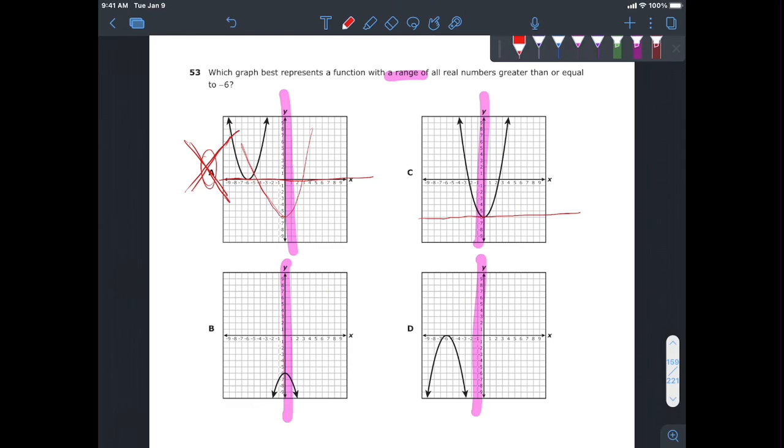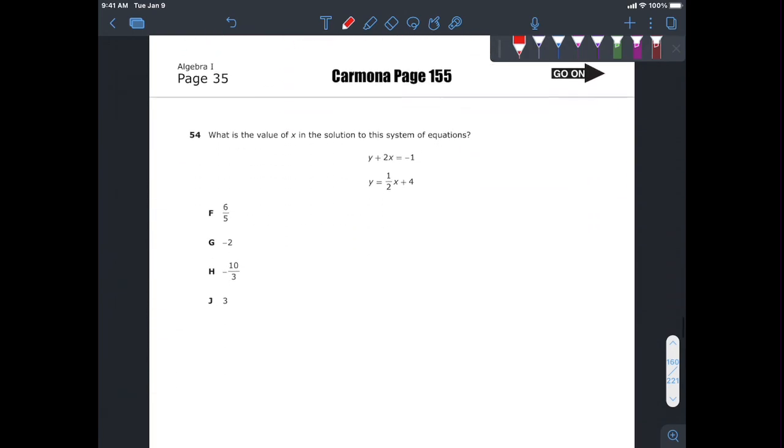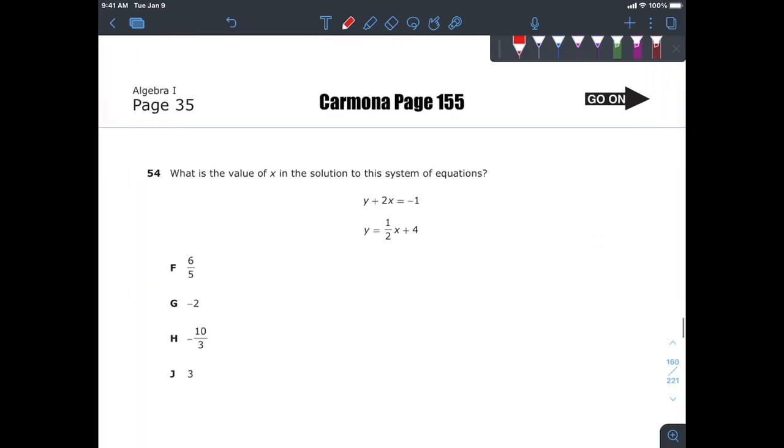C. Yep, that's definitely a -6. Okay. Over here, this is less than or equal to -6. Less than or equal to 0. It's got to be answer choice C. All right. I think this is the last one.